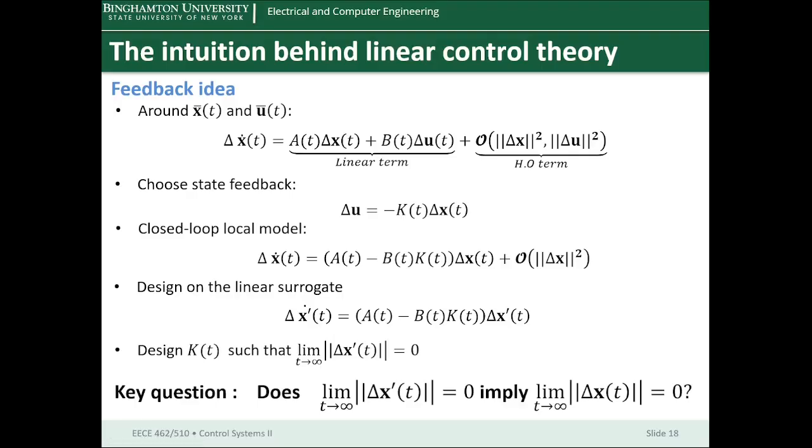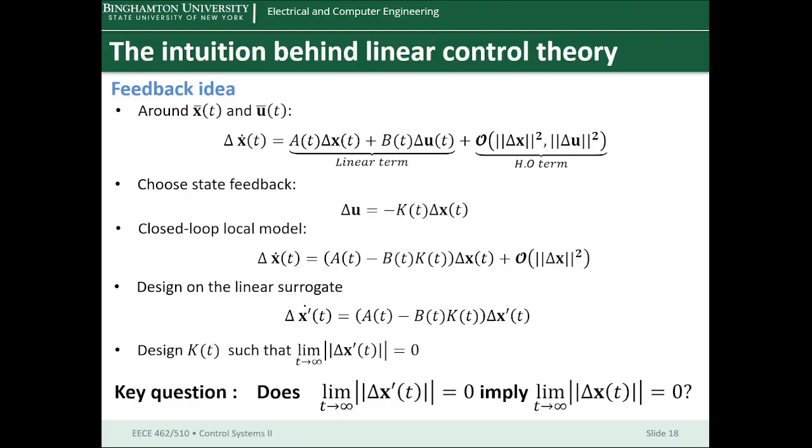But here comes the key question. If the linearized perturbation delta x prime of t converges to 0, does this imply that the actual nonlinear perturbation delta x of t also converges to 0? It means if this part gradually comes to 0, is there any guarantee that the high order term, which is an infinite series, doesn't diverge?